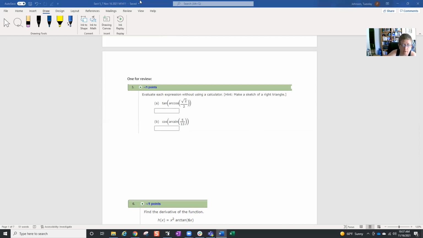Let's do this problem. Evaluate without a calculator. There's no calculus whatsoever. Our hint is make a sketch of a right triangle, but I'm going to do these two problems a little bit differently. So let's look at A.